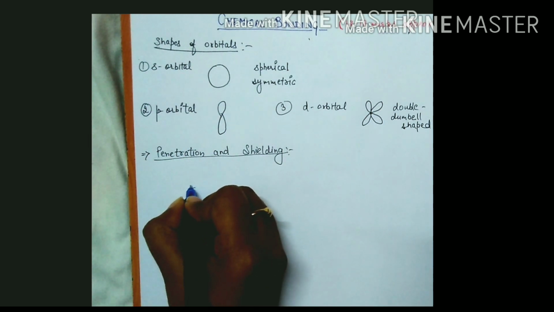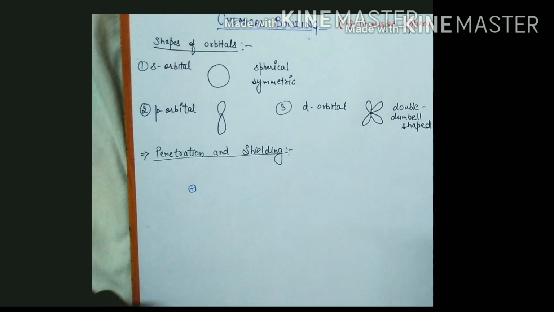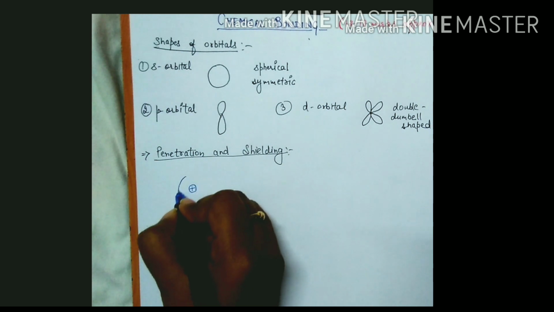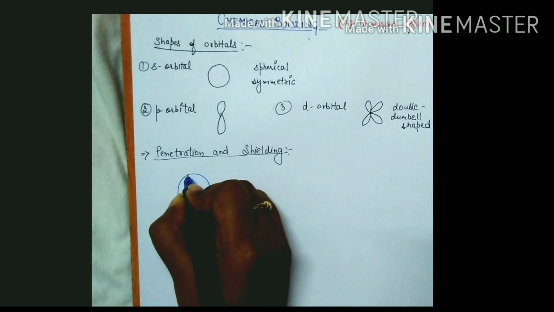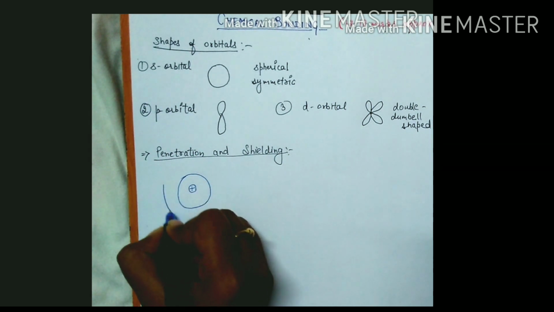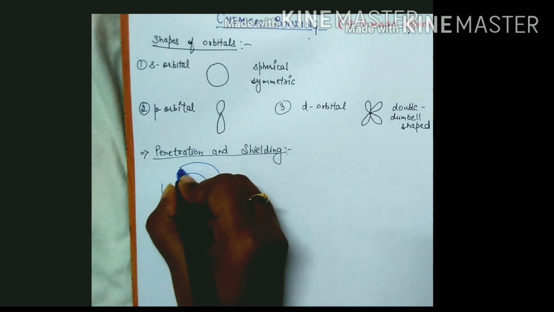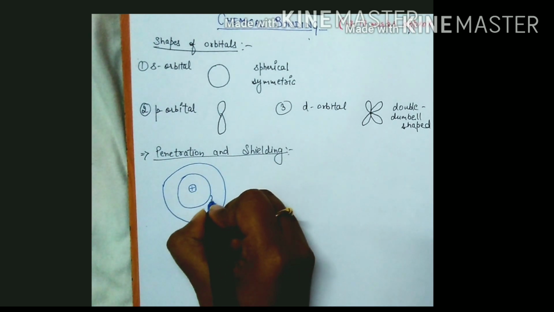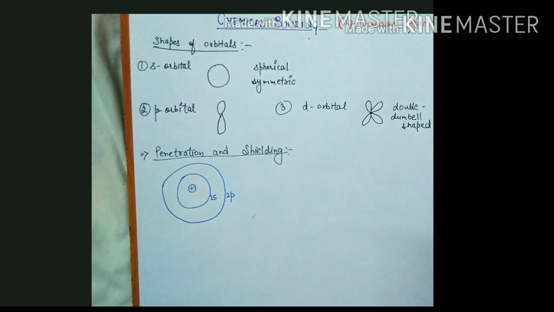Consider this is your nucleus. I'm taking 2s nodal plane here and 2p nodal plane here. Now you all can ask a question, why not 1s? Where is the 1s gone, right?